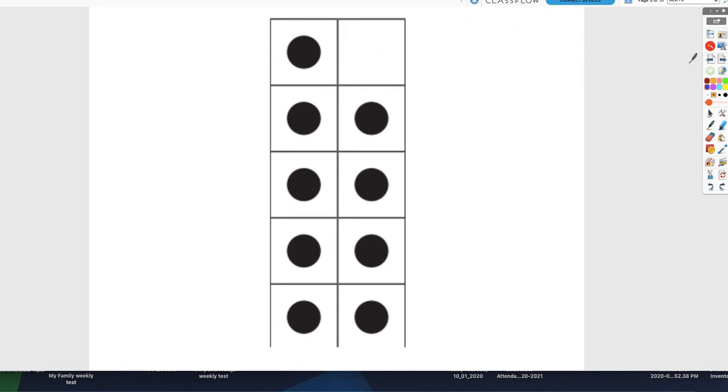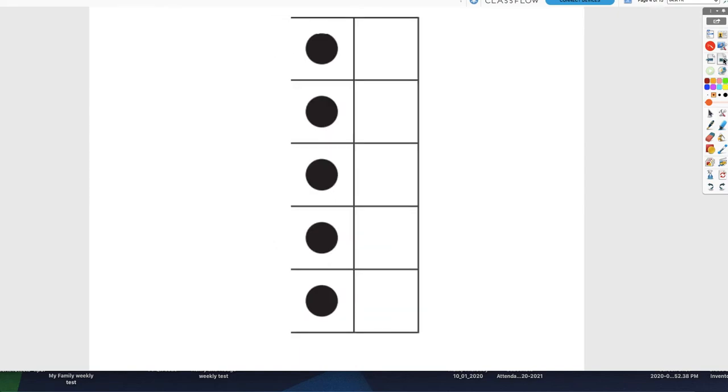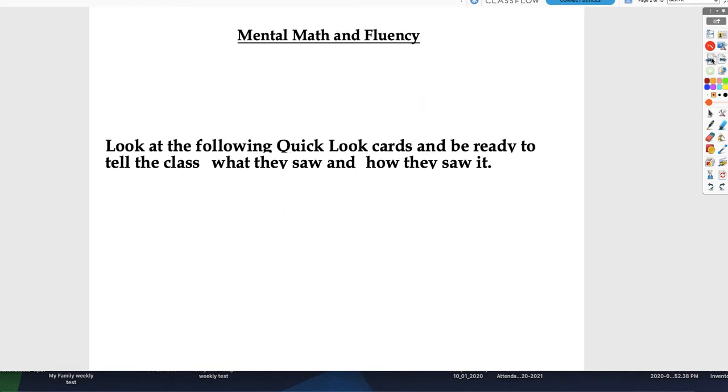All right, here we go. Another one. Ready? 3, 2, 1. All right. How many did we see this time? Jake? 5. How did you know there was 5? I counted them. You counted each one? Okay, fantastic. Did anybody else know there was 5 without counting all the dots?